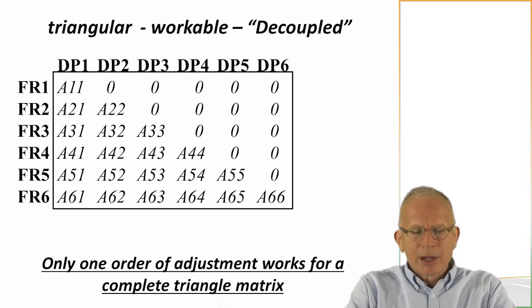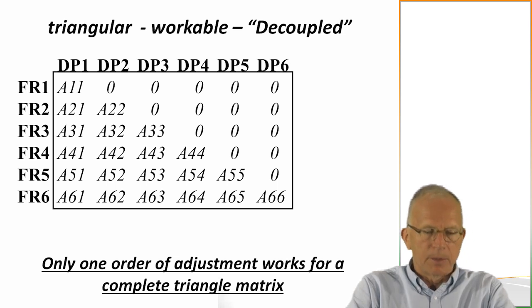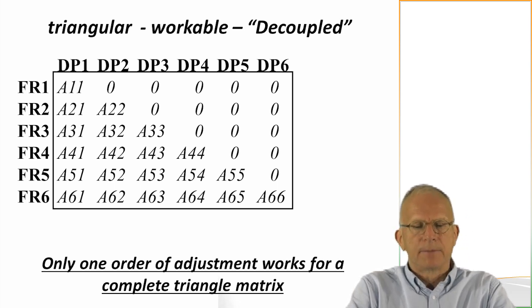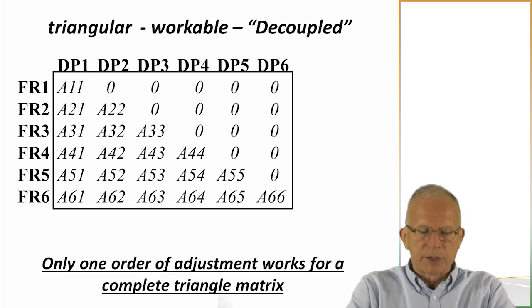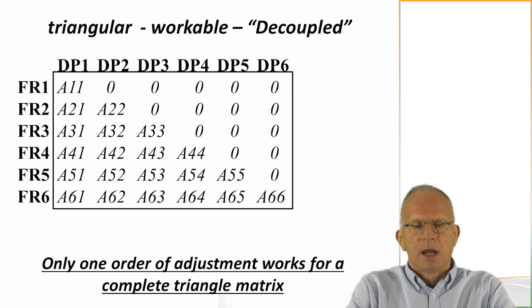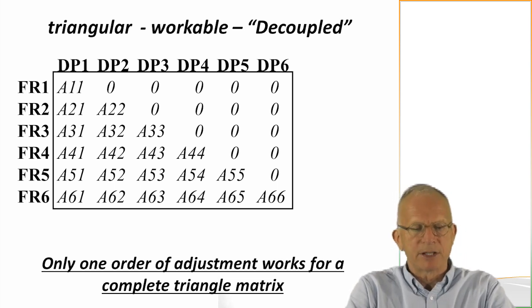Now this, a triangular matrix, is workable, and this is a lower triangular matrix, so the off-diagonal terms in the upper right are all 0. So in this case there's a clear order of adjustment, only one order of adjustment when it is a full triangular matrix. And so we have to start with DP1, and we'll adjust DP1 so that FR1 is within tolerance. Now at the same time, I've done something to FR2, 3, 4, 5, and 6, and this may be undesirable.